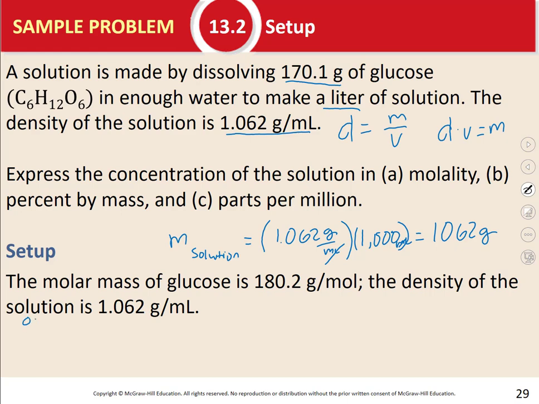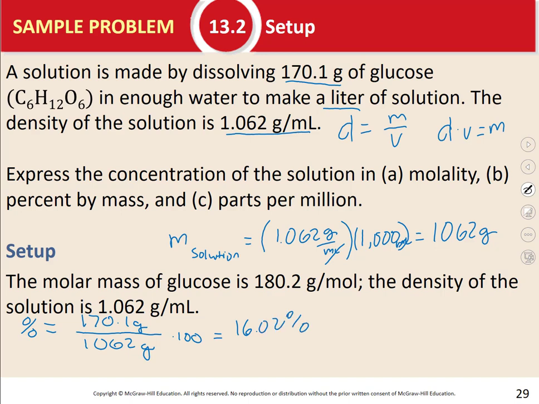So to find percent by mass, we're going to take those grams of glucose, 170.1, divided by the grams of solution, 1,062 grams of solution, and then times it by 100 to make it a percentage. So what is this percent by mass? 16.02.